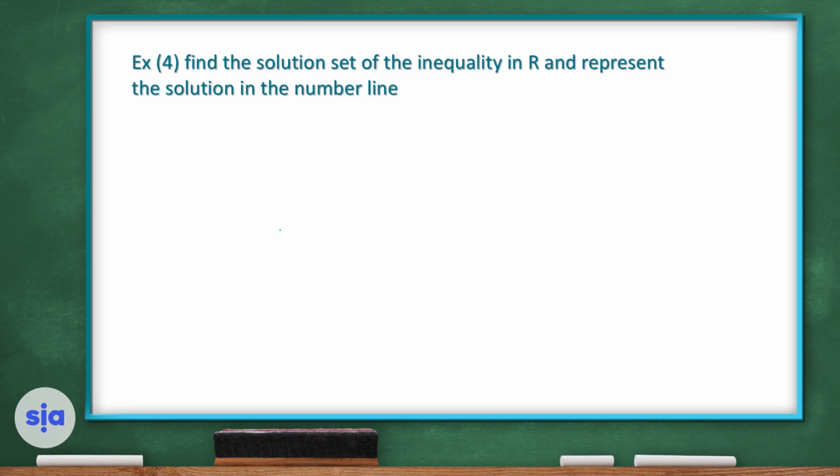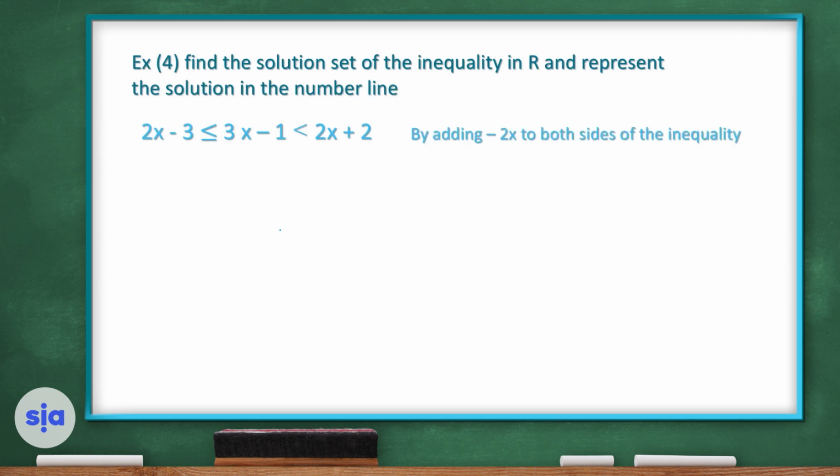Exercise 4. Find the solution set of the inequality in R and represent the solution in the number line. 2x minus 3 is less than or equal to 3x minus 1 is less than 2x plus 2. Here you have x in the three parts of the inequality. We want x to be in the middle, so we're going to add negative 2x to all the sides of the inequality.